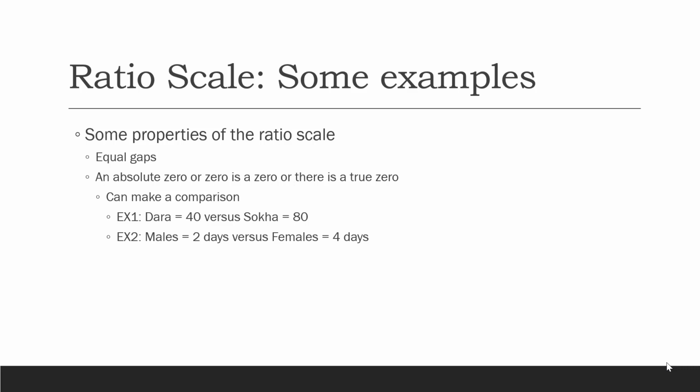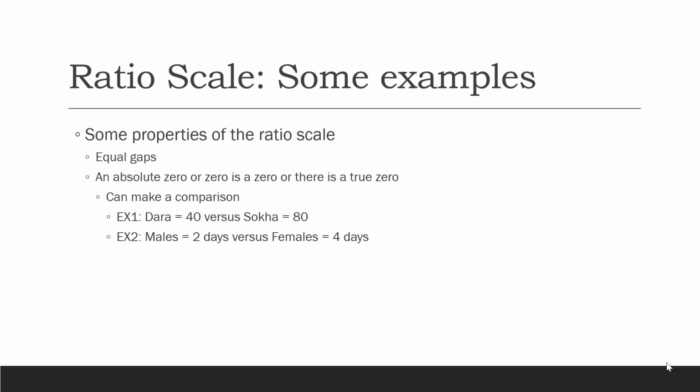So we can say Dara has collected half as many coins as Sokha has. Or we can say Sokha has collected twice as many coins as Dara has. So this is a safe comparison. We have the foundation, we have a justification to make such a comparison simply because the number of coins is measured by a ratio scale.